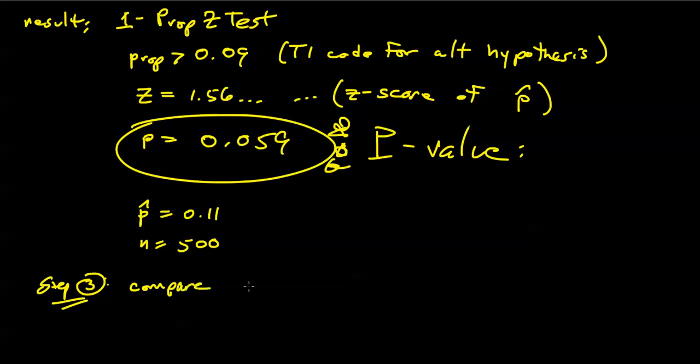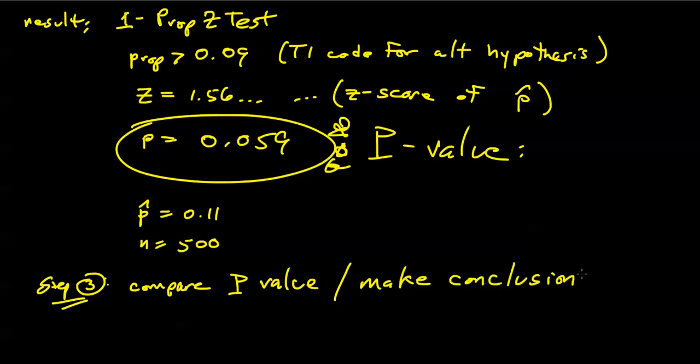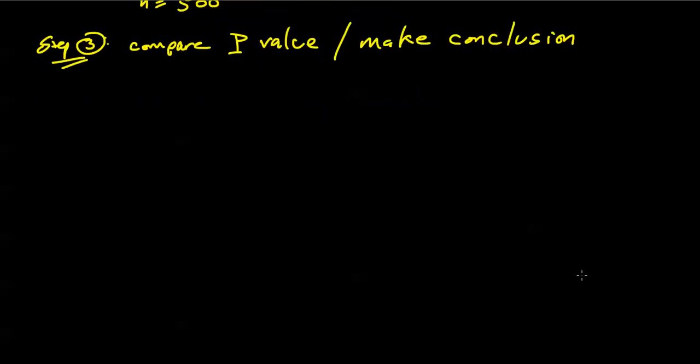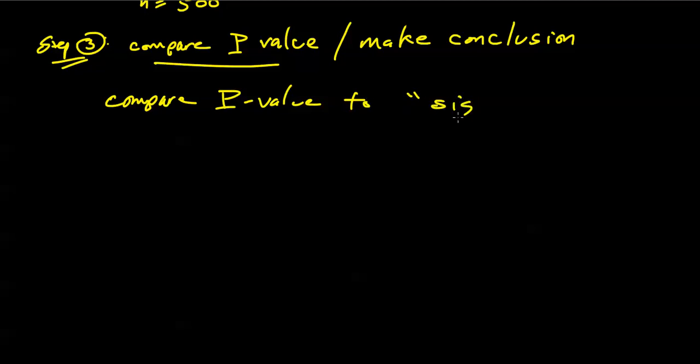Compare the p-value and make a conclusion about whether to reject or fail to reject H sub 0. Your answers are always going to be in terms of H0, and again, that's by convention in the statistical universe. Well, compare p-value to what? Compare p-value to what we call the significance level.